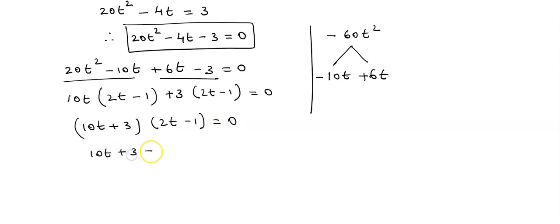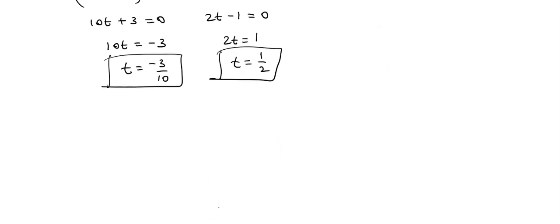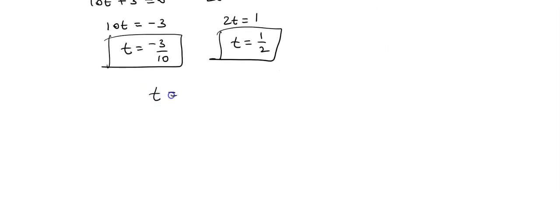10t plus 3 is equals to 0. 2t minus 1 is equals to 0. 10t is equals to plus 3 comes this side minus 3. T is equals to minus 3 by 10. So this is one root. 2t is equals to minus 1 comes this side plus 1. So t is equals to 1 by 2. This is another root. So what are the roots of this quadratic equation? The roots of this quadratic equation are t is equals to 1 by 2 comma minus 3 by 10. This is our final answer.